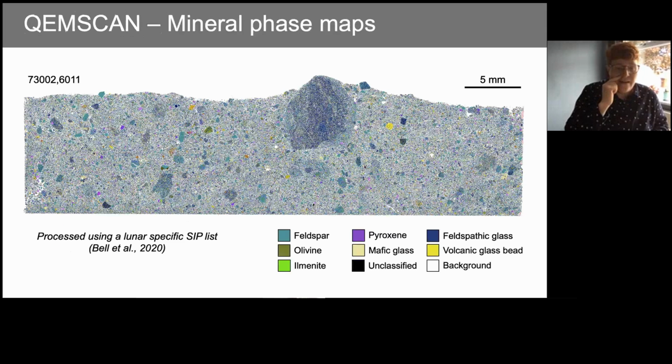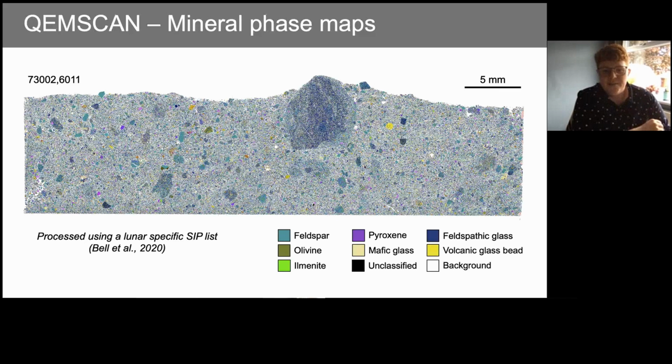So here is 6011, just flipped on its side from the first image I showed you, just so you can get a little bit more detail in, as it's quite a large sample. This was processed using a lunar specific SIP list. QEMSCAN was originally designed for use in the mining industry on terrestrial samples, so we've developed a list that's more attuned to what we might find in lunar samples. This was run at a 5 micron per pixel scan size.